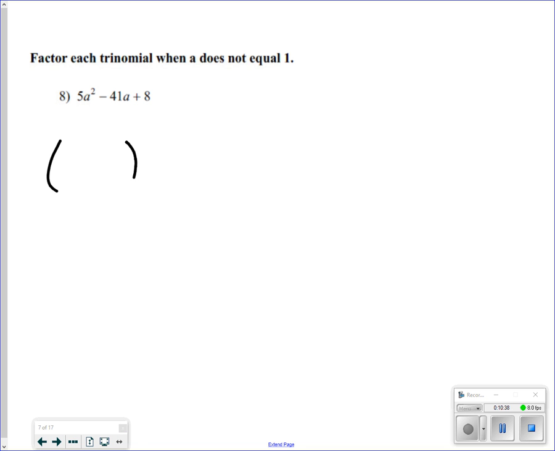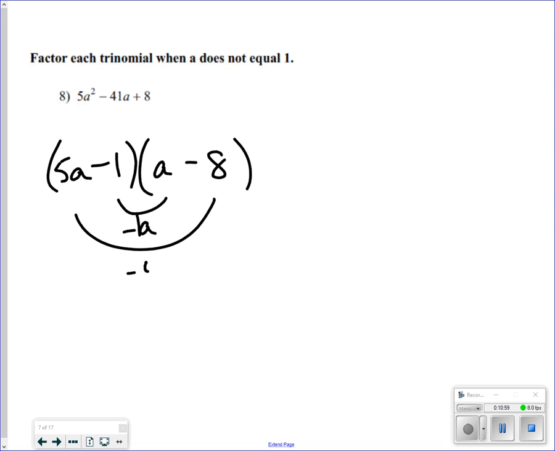Next one, I'm going to do a little guess and check first. So 5a times 1a. A lot of ways to get 1 times 8 and 2 times 4. And then I got to worry about the fact that it's a positive 8, and I got to worry about the fact that the middle number is a negative 41. So negative 1 times negative 8 would be a possibility. And when I do the inner and the outer, I get the middle. Multiplying the outside two numbers together.